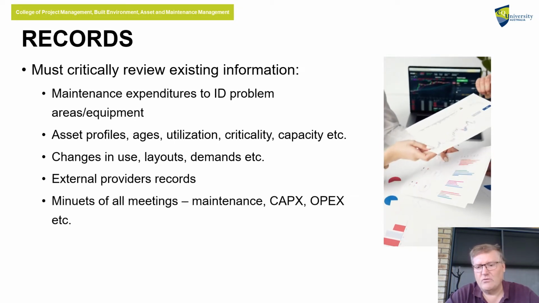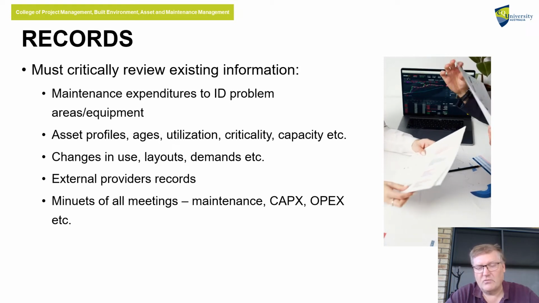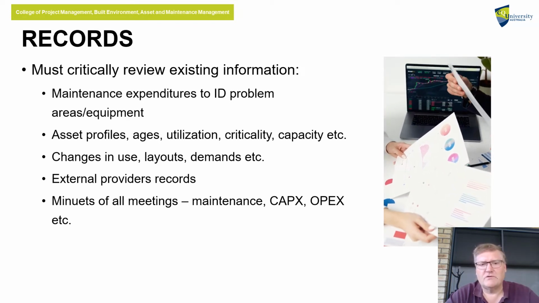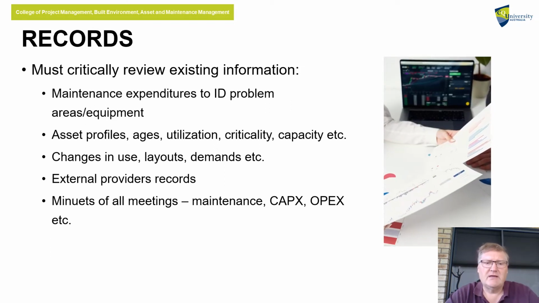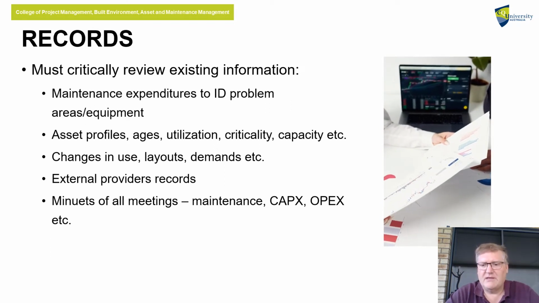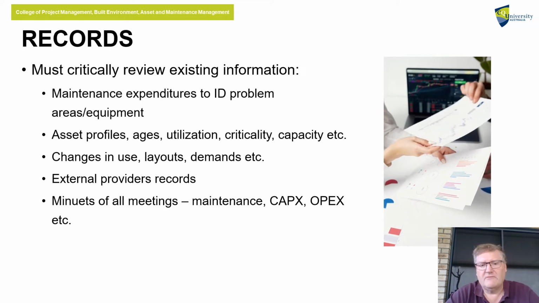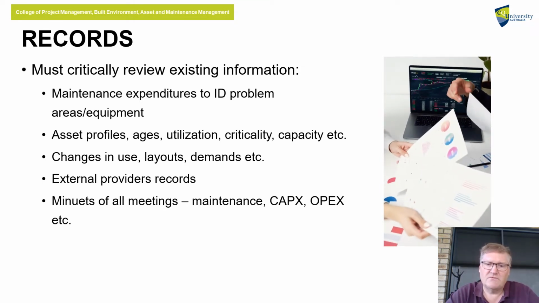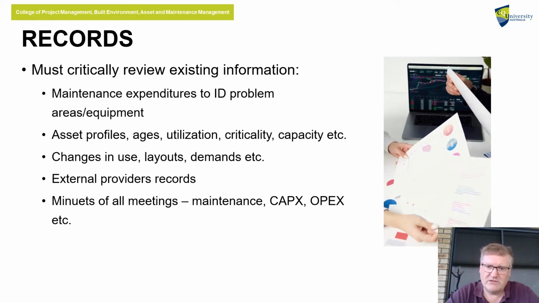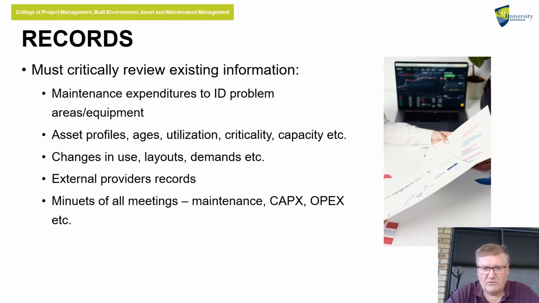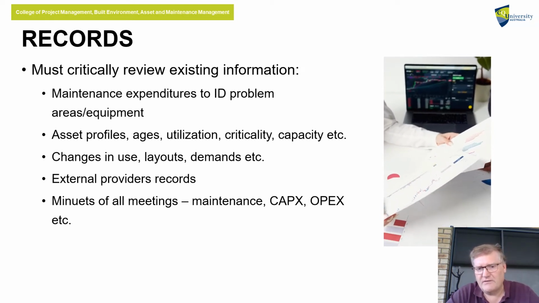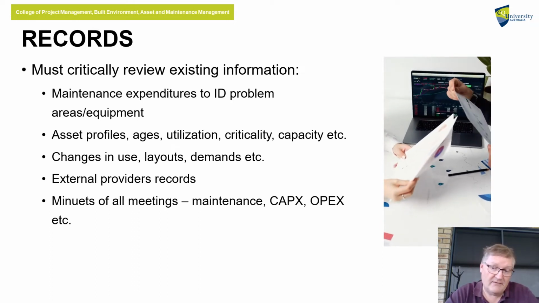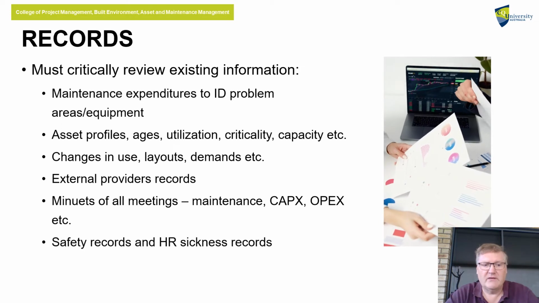You want to see the minutes of all the meetings that are being held. As we said a week or so ago, just before the break when we were talking about benchmarking KPIs, you have to have regular meetings. You've got to regularly record this stuff. You need to see the minutes of all those meetings for the maintenance, for the capital expenditure, the operational expenditure, everything. You want to see the meetings because that shows you how things are moving and evolving, and they may not have actually had an effect or been implemented yet.